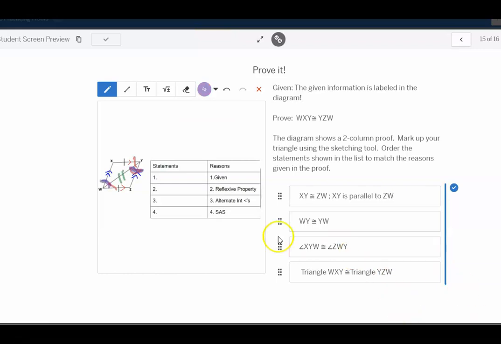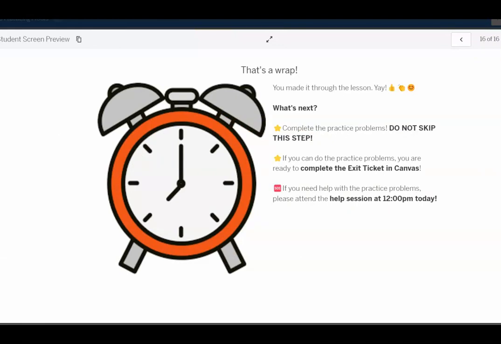And then the last step, of course, is triangles are congruent to each other by side, angle, side, because that's what we have, two sides with an angle in between. All right, that's it. Go ahead and work on the practice problems, and then you can take your Canvas quiz.